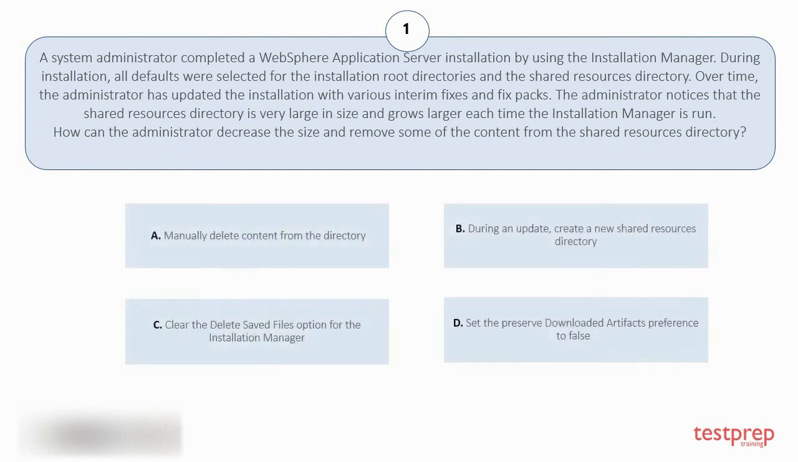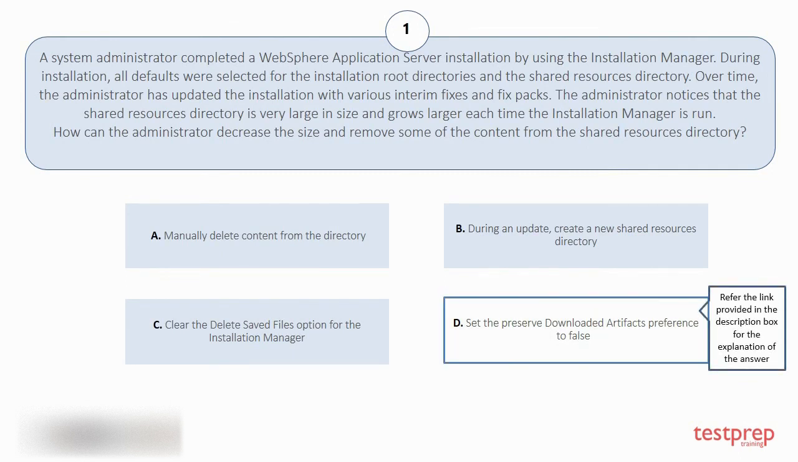Your options are: A. Manually delete content from the directory. B. During an update, create a new shared resources directory. C. Clear the delete saved files option for the installation manager. D. Set the preserve downloaded artifacts preference to false. The correct answer is option D.